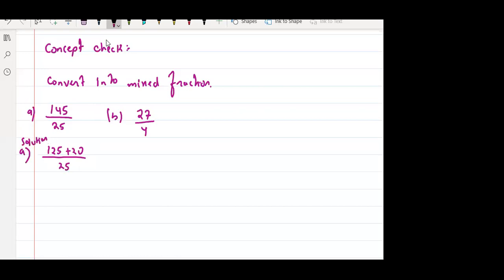Yes or no? Tell me. Step by step. So 125 by 25 is basically what? 5. Plus 20 by 25. So this can be written as 5, 20 by 25. Now you can just divide it. Equivalent fraction: 4 times, 5 times. So this is also equal to 5, 4 by 5. Right? So this is also correct. This is also clear.